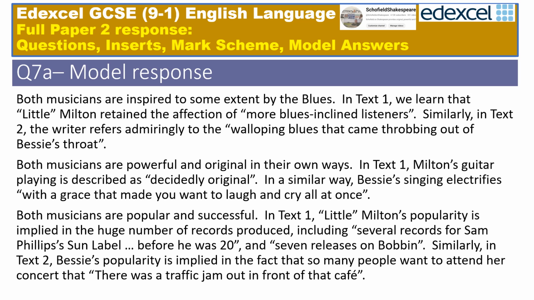In text 1, Little Milton's popularity is implied in the huge number of records produced, including several records for Sam Phillips's Sun label before he was 20, and 7 releases on Bobbin. Similarly, in text 2, Bessie's popularity is implied in the fact that so many people want to attend her concert that there was "a traffic jam out in front of that cafe."